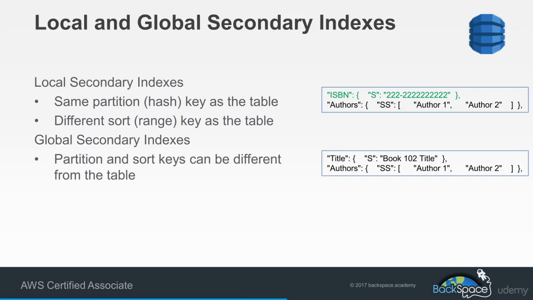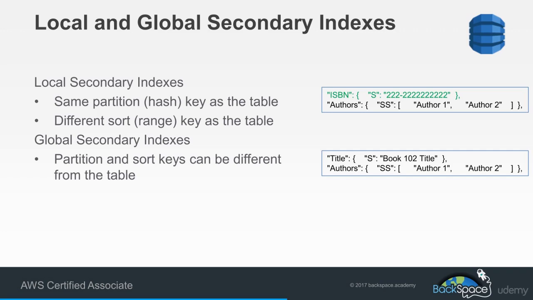So, the difference between a local and a global secondary index. A local secondary index has the same partition or hash key as the table. We can see up the top there in green, we've got the ISBN, which is the same as before, but they have a different sort or range key from the table. So if we wanted to create an index where we could quickly find the authors for an ISBN, that's the way we would set up that local secondary index.